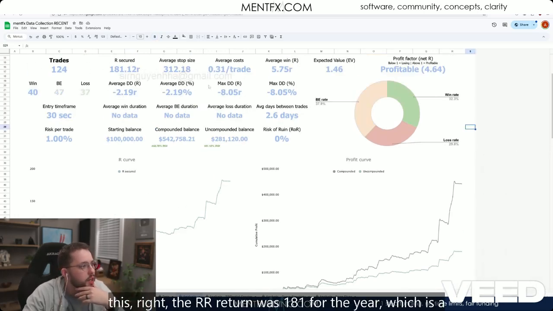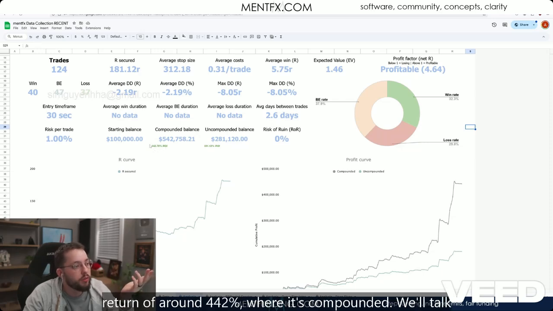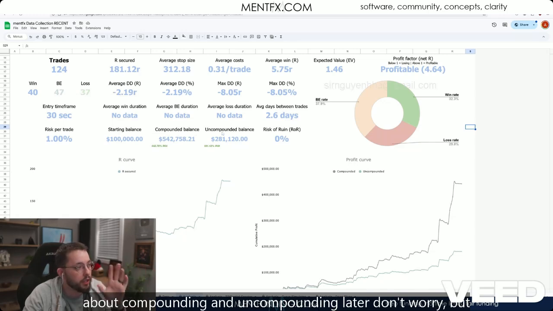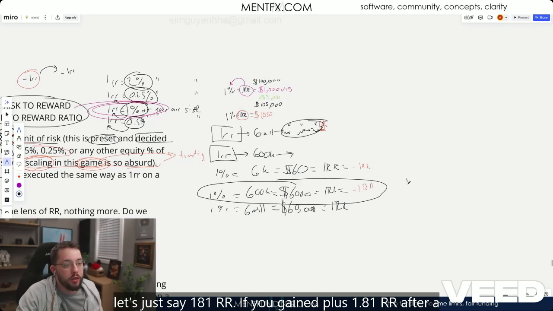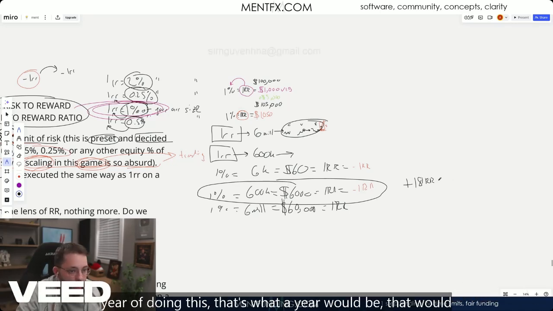If you take a look at this, the RR return was 181 for the year, which is a return of around 442% where it's compounded. We'll talk about compounding and uncompounding later. Don't worry about that. Let's just say 181 RR. If you gained plus 181 RR after a year of doing this, that's what a year would be.